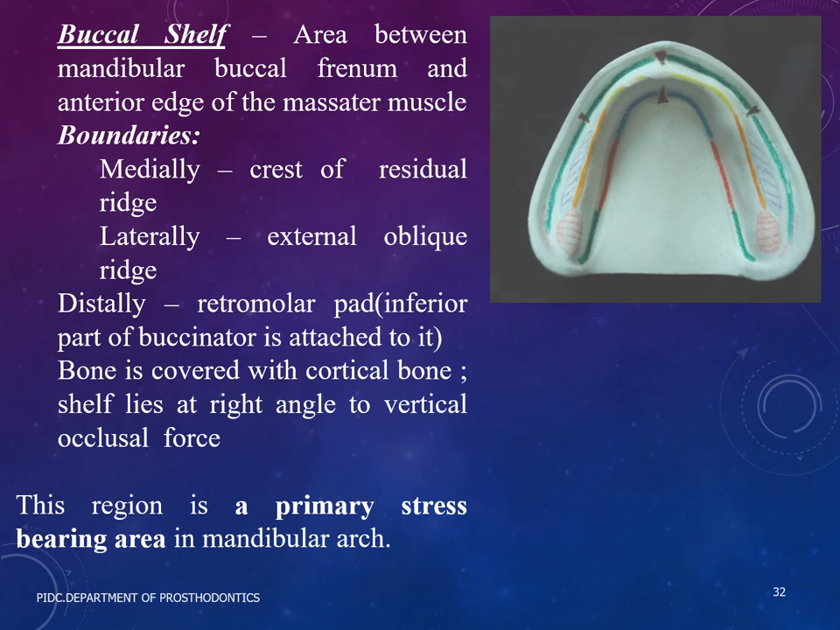So what is the buccal shelf area supposed to look like? In this area, you can notice that this is your buccal shelf area. I hope the pointer is moving as I explain to you. It is the area between the buccal frenum and the anterior edge of the masseter muscle. Medially it is the crest of the alveolar ridge, laterally it is the external oblique ridge, that is the boundary of this area, and distally it is your retromolar pad area. So this region is supposed to be your primary stress bearing area in the mandibular arch.